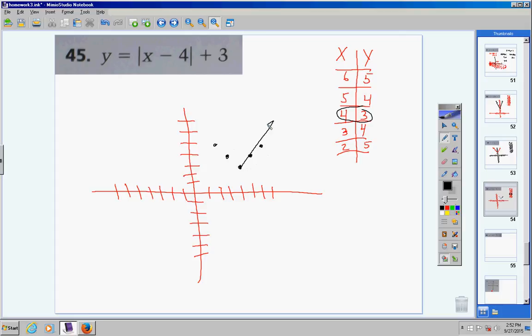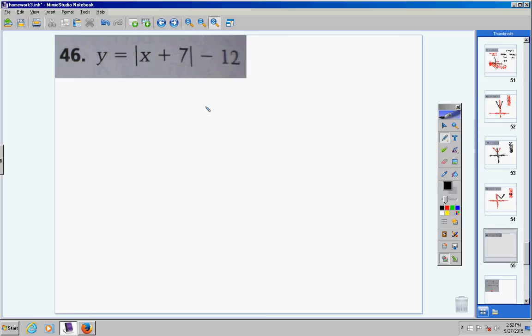And so we have a really nice V-shaped graph, if I could ever actually hit the points, but anyways, you get the idea. So there's the V-shaped graph, the absolute value graph. Okay, moving on to number 46.